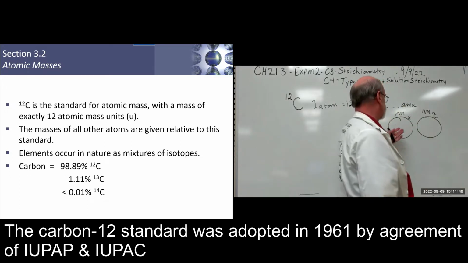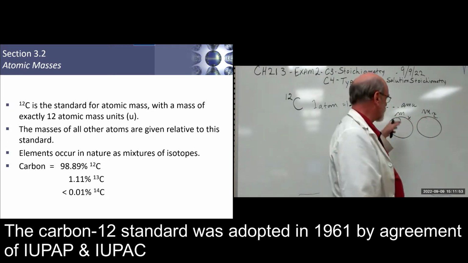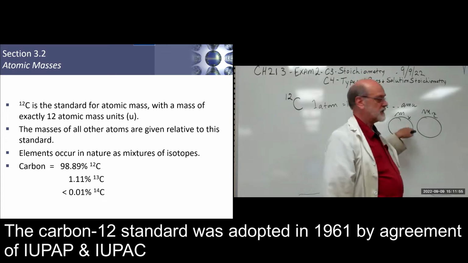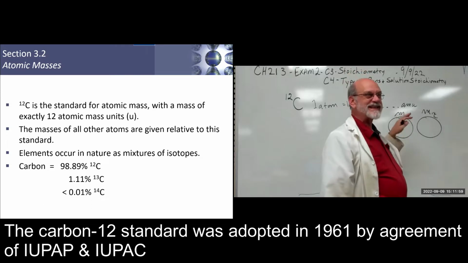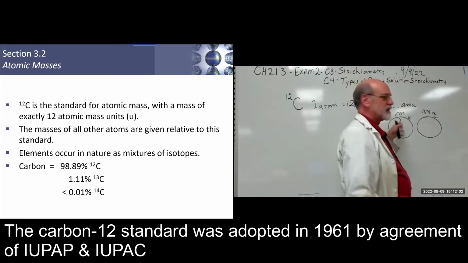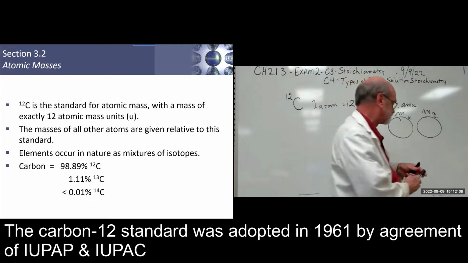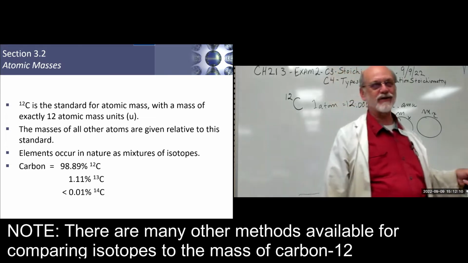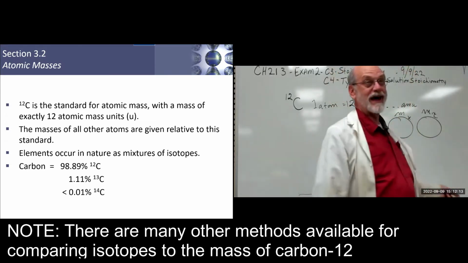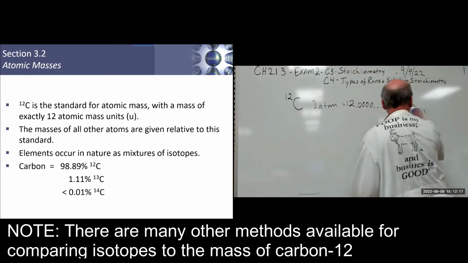And you do this with several different elements. And once you get a good idea of the mass units for other elements, then it's easier to compare the rest of them to the ones that you've determined. Okay? Because in order to get carbon-12 into a gas, it takes a lot of energy, and the temperature is going to be really high. But that's how we compare them.